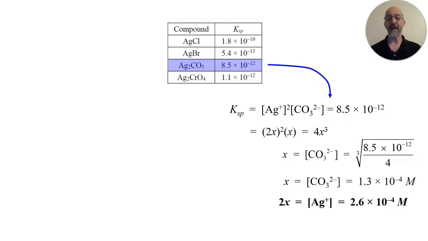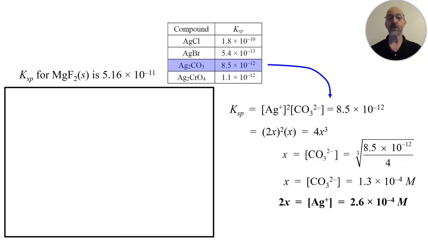And so when I set up that calculation, it was 2x quantity squared times x equals 4x cubed, and then I proceeded to solve for the concentration of the silver. Now, we also have a 2-to-1 ratio here, 2 moles of fluoride ion for every 1 mole of the magnesium ion. So it's going to be a similar setup. That's why I'm presenting it as a companion to the calculation I had presented earlier.